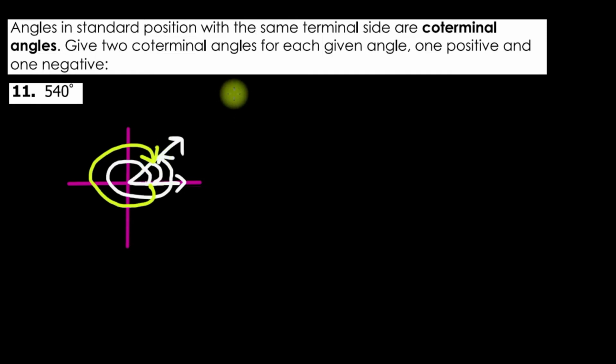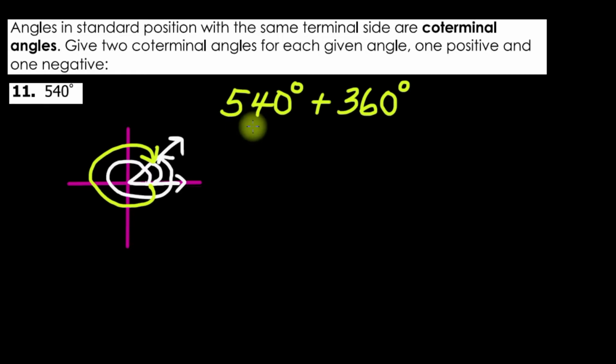Okay, so here we're working with 540 degrees. So to get the positive coterminal, you would want to add 360. But because it's 540, if you minus 360, you are going to end up with a positive number. So you can also minus 360 from the 540 to get a positive answer. So here if I add 360, I'm going to end up with 900 degrees. So 900 degrees is the coterminal angle of 540 degrees.